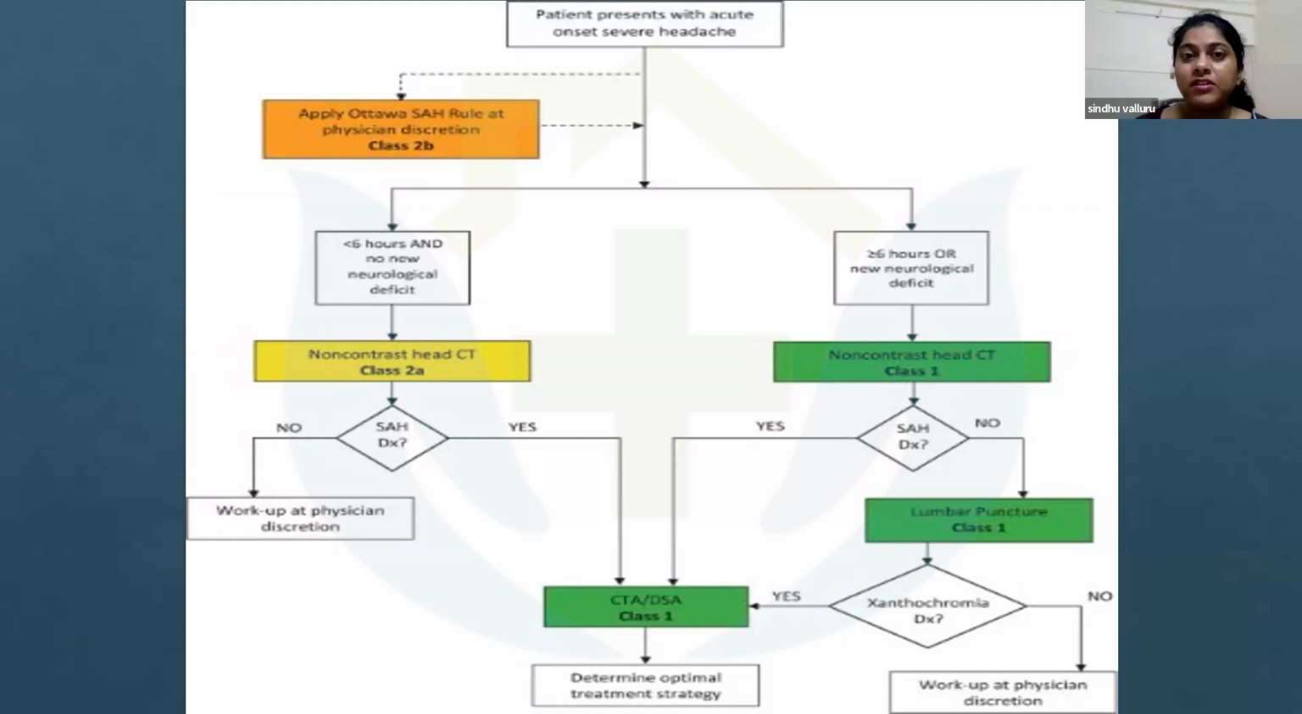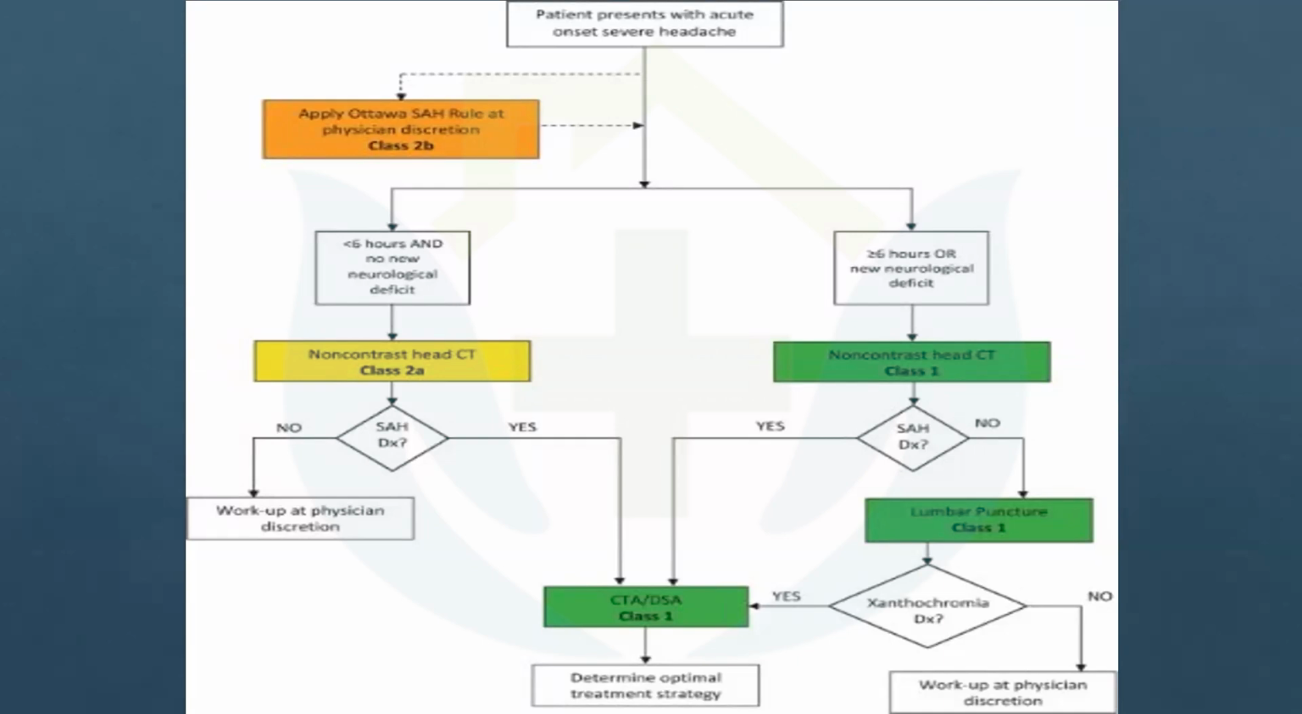Yes, sir. If the patient presents with a severe, sudden onset headache, and presents in less than 6 hours, we can straight away go ahead for CT. And if it shows a subarachnoid hemorrhage, we can treat that accordingly. If the patient is more than 6 hours, with or without any neurological deficit, and we did CT but there is no evidence of subarachnoid hemorrhage, we can go ahead with the lumbar puncture to look for xanthochromia that shows the presence of blood. If the patient is positive for xanthochromia, then we can go ahead with the CT angiography and DSA to look for the aneurysms.